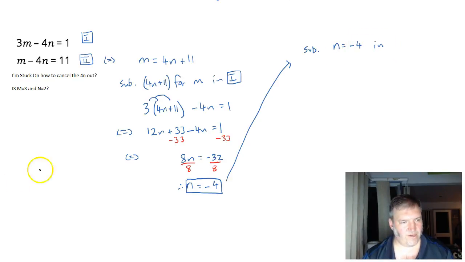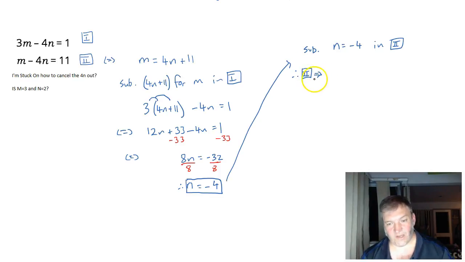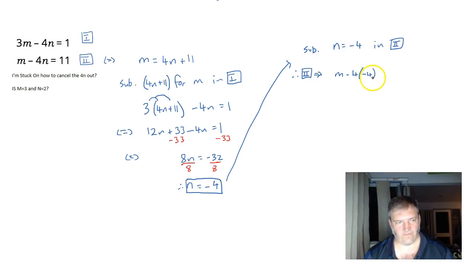I'm going to choose equation 2 because I've lost my cursor there so I can't really see where I'm pointing. If I turn it upside down I can see it. This one here, m is on its own there. If I've got to solve for m, that's going to be the easiest one. So I'm going to substitute it into equation number 2. Therefore, equation number 2 becomes, you just draw the arrow like that to show equation number 2 becomes, what does it become? m minus 4, and instead of n, again, when you substitute something, put it in brackets, I put in the number -4, and that equals 11.